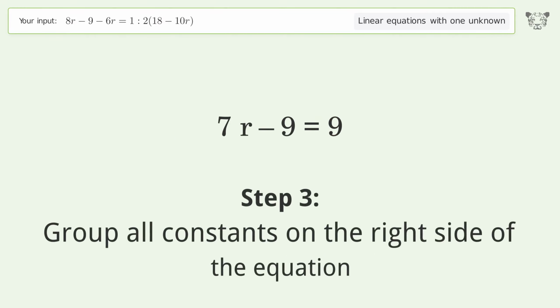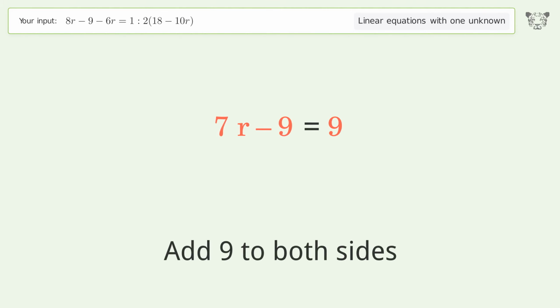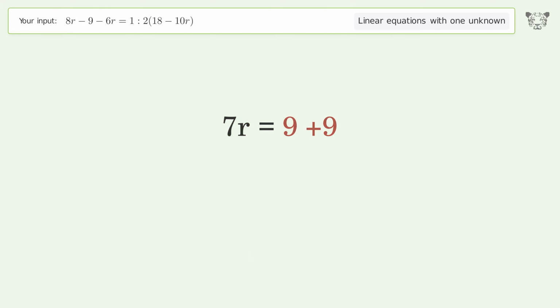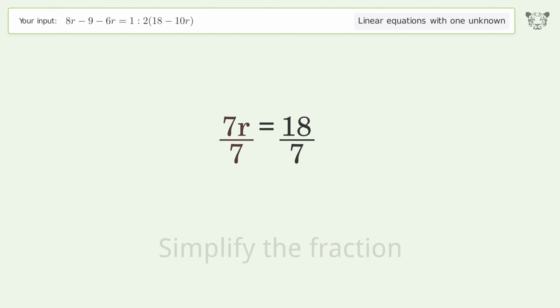Group all constants on the right side of the equation. Add 9 to both sides. Simplify the arithmetic. Isolate the r. Divide both sides by 7. Simplify the fraction. And so the final result is r equals 18/7.